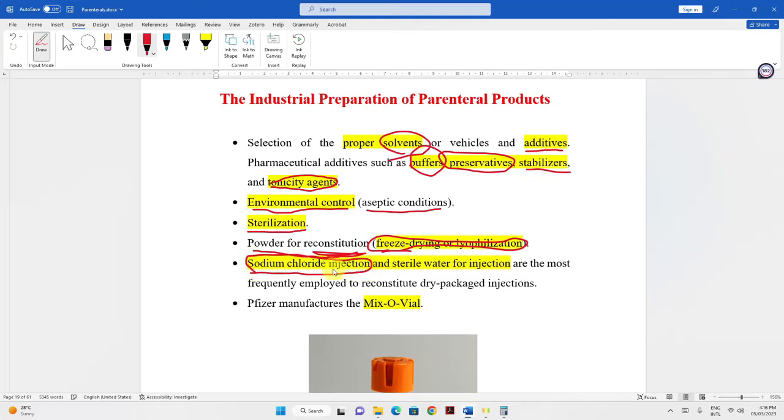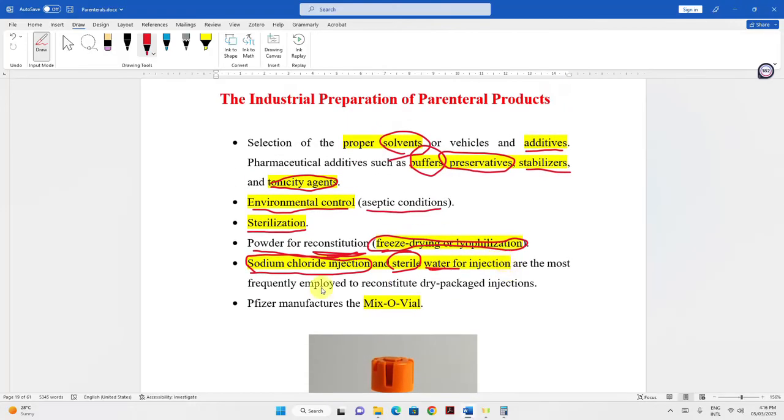Okay, and whenever we say injection, we said it means it's sterile, except when we are talking about water, then we have to mention whether it's sterile or not. Okay, so the most commonly used are sodium chloride injection and sterile water for injections.